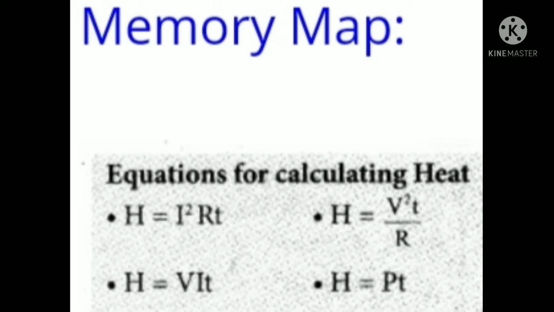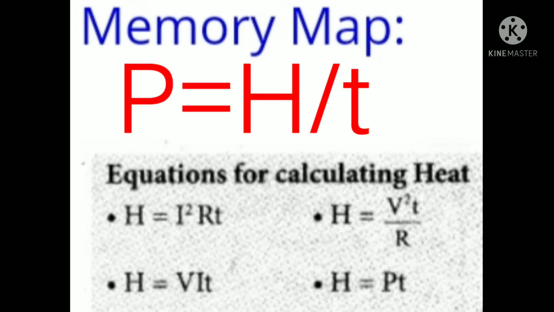We already studied the equations of heat from Joule's law. That is, H is equal to I square RT, H is equal to VIT, H is equal to V square T by R, H is equal to P into T. From this H is equal to P into T, we can calculate P is equal to H by T. From this equation, we can calculate the power.